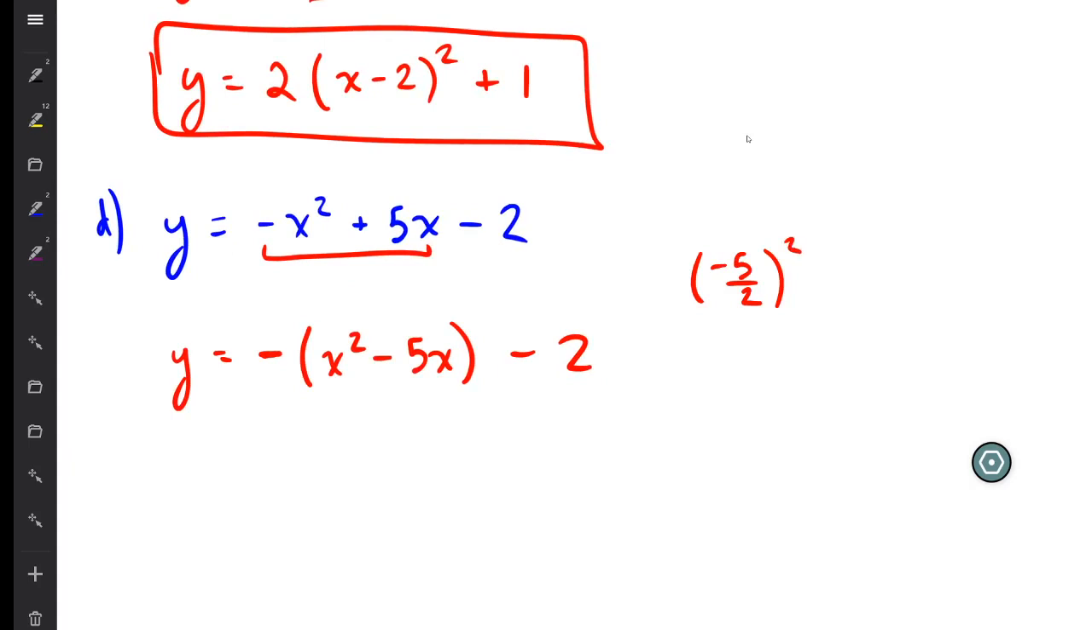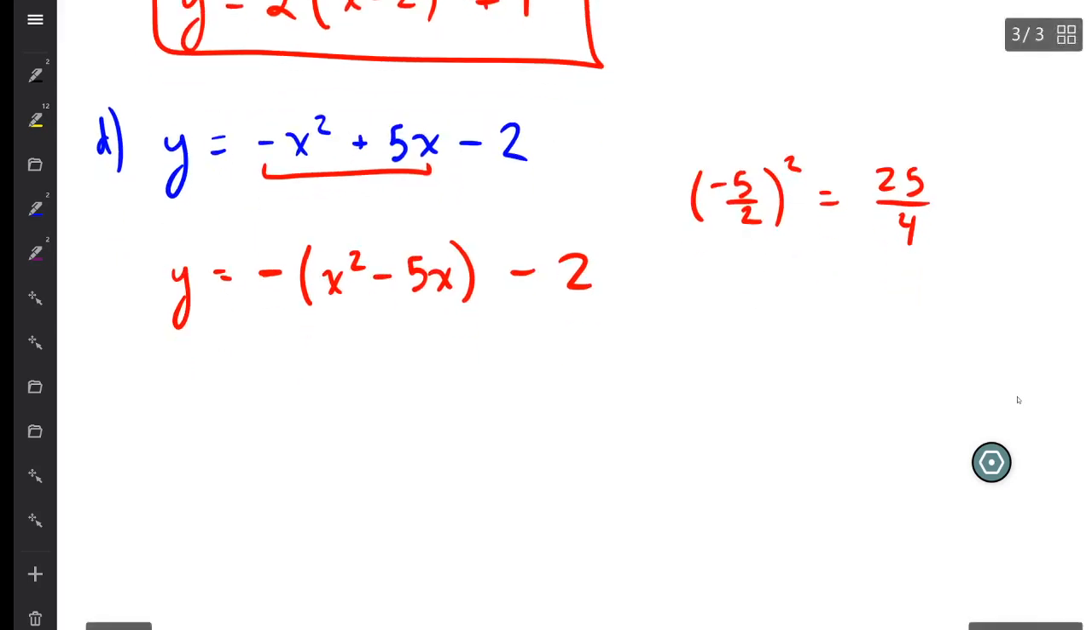And this one's a little bit tricky because this one has a fraction in it, but that's okay. So negative 5 over 2 squared is just going to be positive 25 over 4. I square both the top and I square the bottom. And I get 25 over 4. So that means I need to add 25 over 4 and subtract 25 over 4.